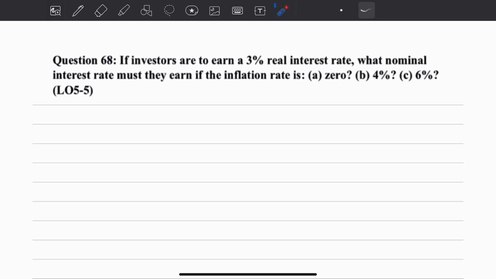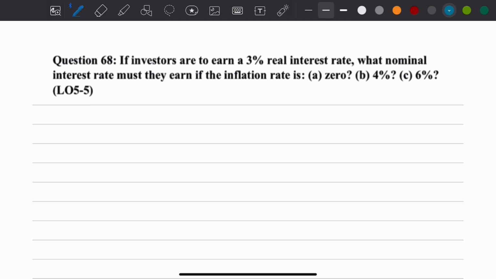In this video we're going to be looking at the last and final problem that we have selected for you for this chapter, problem number 68. It says, if investors are to earn a 3% real interest rate, what nominal interest rate must they earn if the inflation rate is A, 0, B, 4%, or C, 6%.